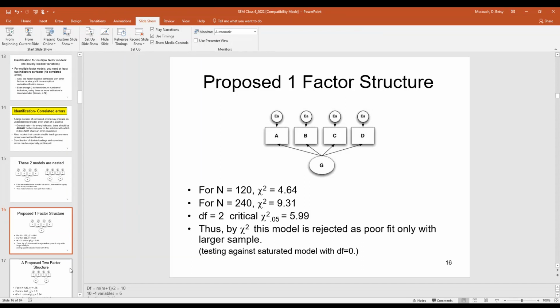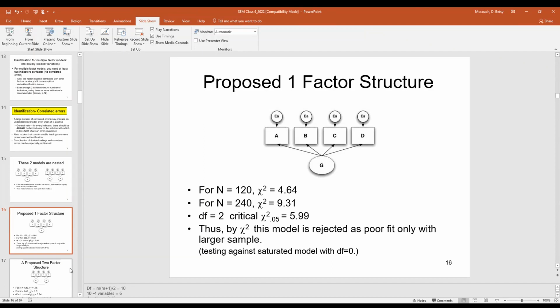All right, so is 4.64 with 2 degrees of freedom statistically significantly different from 0? No, remember our critical chi-square with 2 degrees of freedom is 5.99. So it's not statistically significant. What does that mean about model fit? Again, we just started to scratch the surface of model fit, but if my chi-square isn't statistically significant, what does that mean?